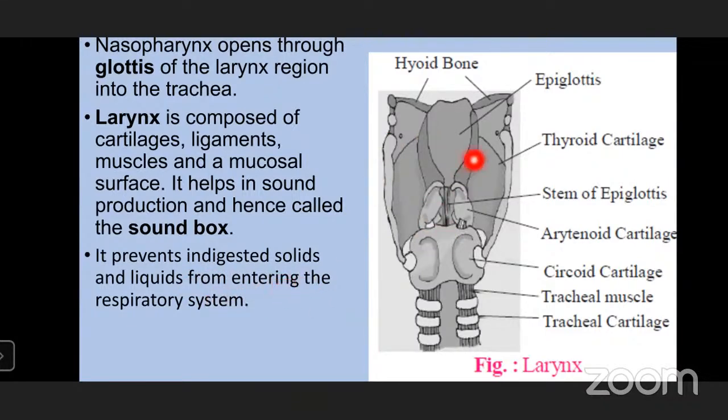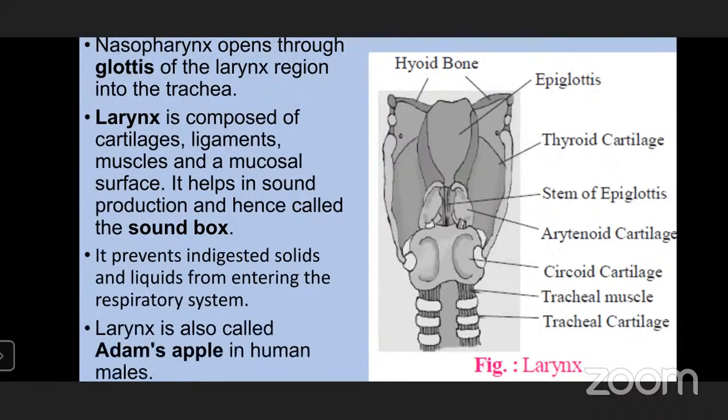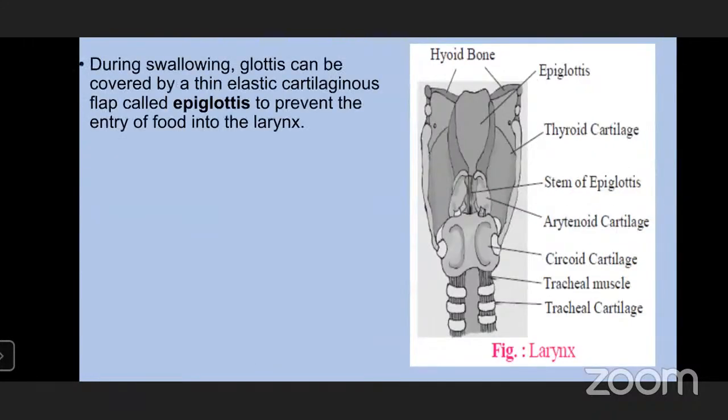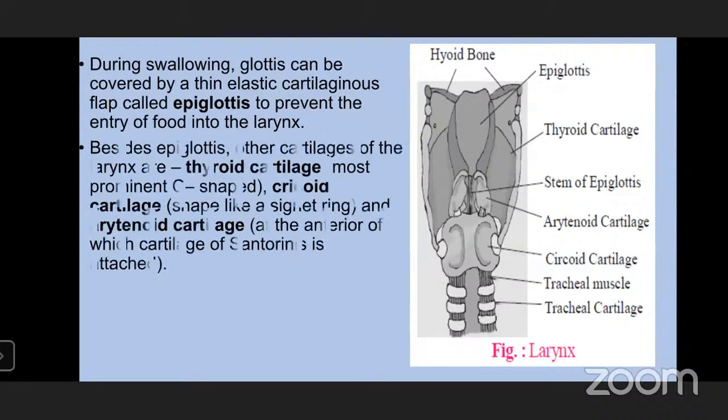Okay, so this larynx will be covered by the epiglottis. One of the cartilages of the larynx is the epiglottis, and that covers the respiratory system during swallowing. So if by mistake solids and liquids are entering into the trachea, then it prevents them. Larynx is also called Adam's apple. Now here, during swallowing, the glottis is covered by a thin elastic cartilaginous flap called the epiglottis to prevent the entry of food into the larynx. So the epiglottis is one of the cartilages.